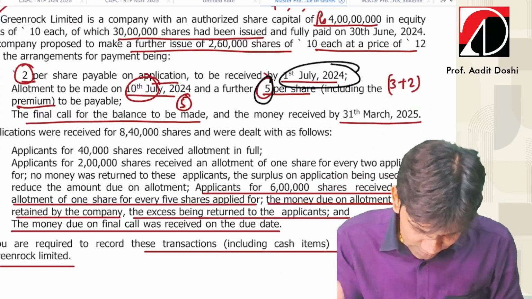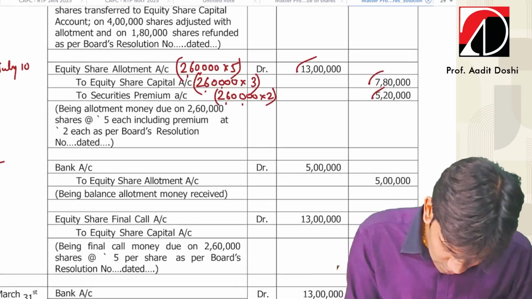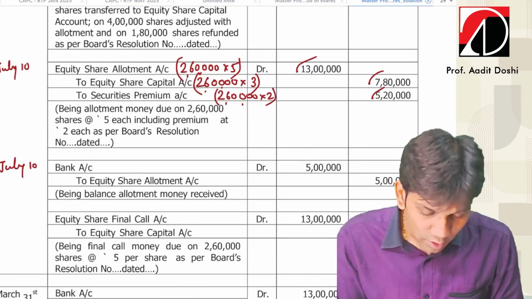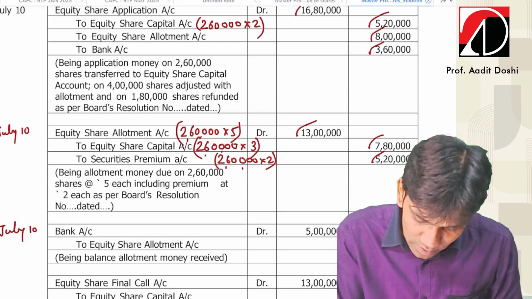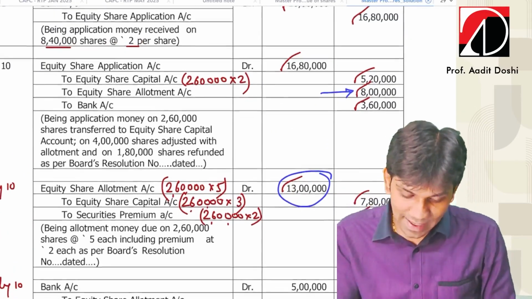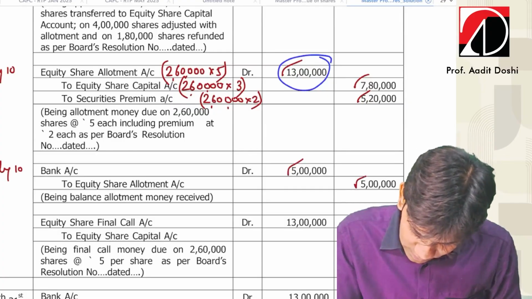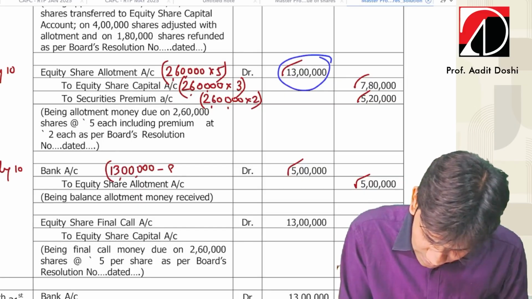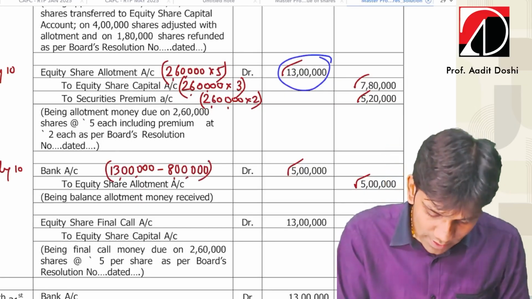Now, next, allotment money received. Same date, July 10. Bank account debit to equity share allotment account. Being allotment money received. How much was I supposed to receive on allotment? 13 lakhs. But out of that, how much have I received? 8 lakhs. So how much am I going to receive? 5 lakh. So this is basically 13 lakhs minus 8 lakhs. Simple. Now, let's go ahead.